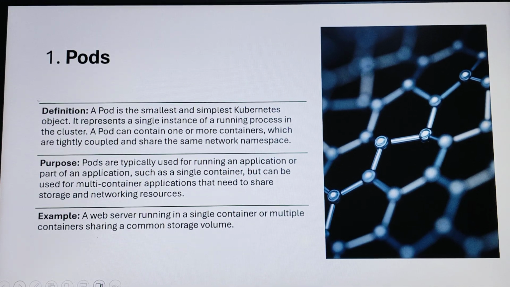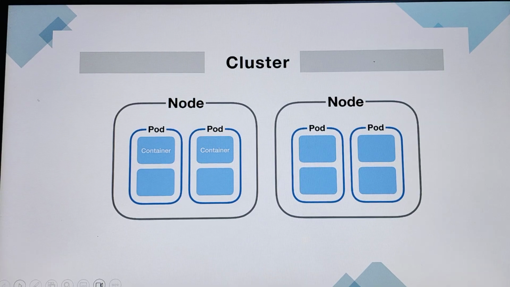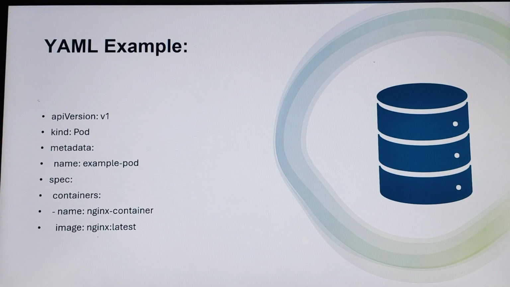Example, a web server running in a single container, or multiple containers sharing a common storage volume. Here is the diagram of the pod, which contains containers that run under the pod, and the pod is under the node. Here is an example of a single pod definition in YAML. As you can see, we specify the containers inside the pod along with the image to use, in this case an Nginx container.